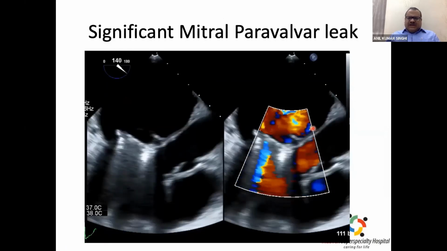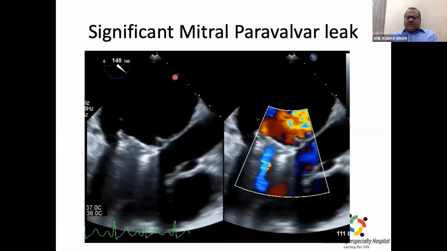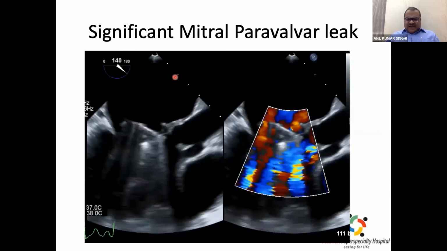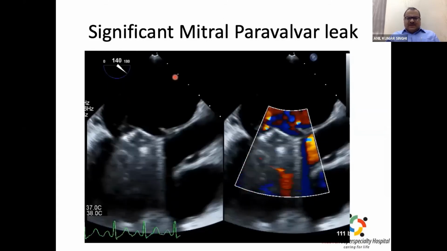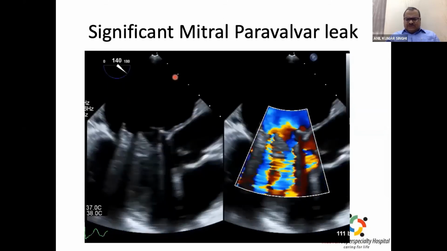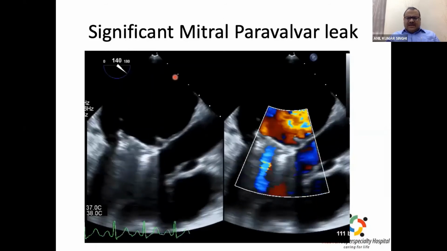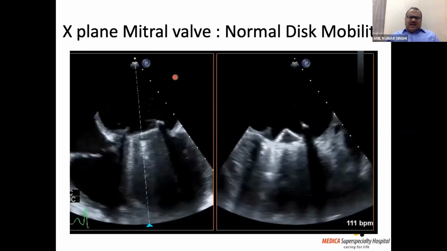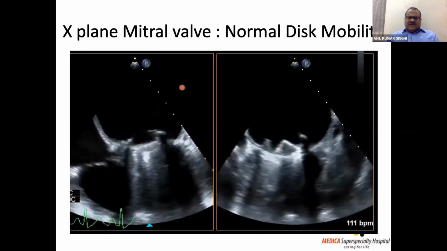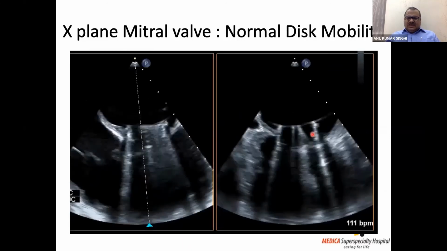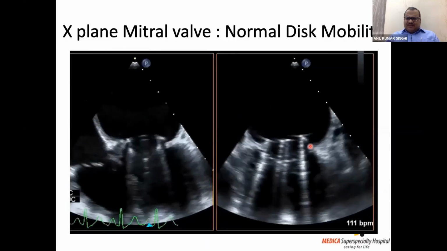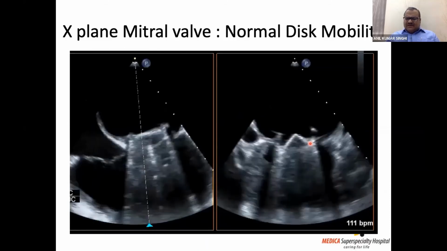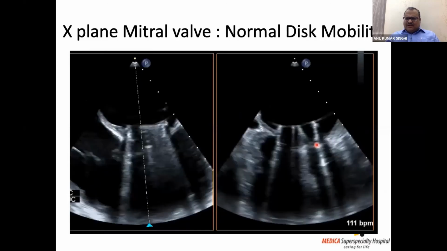The jet exactly was difficult to get. Usually in a paravalvular leak, we get an orthogonal plane showing the jet coming from a particular place, and we can know the size of the leak. But here it was very difficult. In X-plane, I started seeing the leak from the lateral annulus. Here we can appreciate a significant gap between the lateral annulus and the valve.